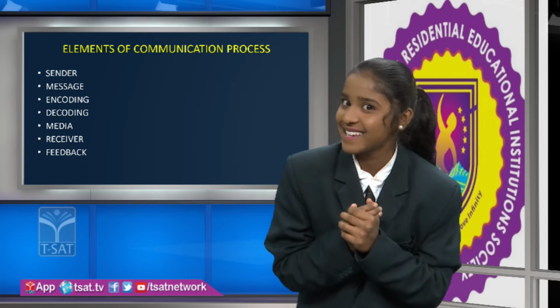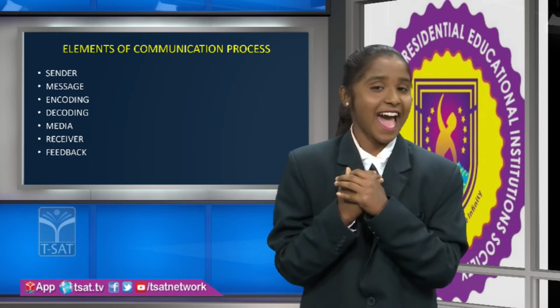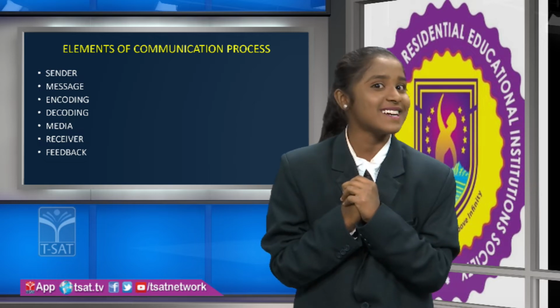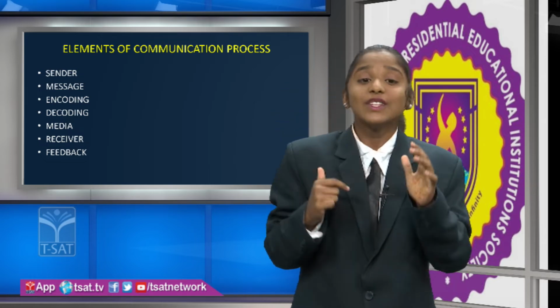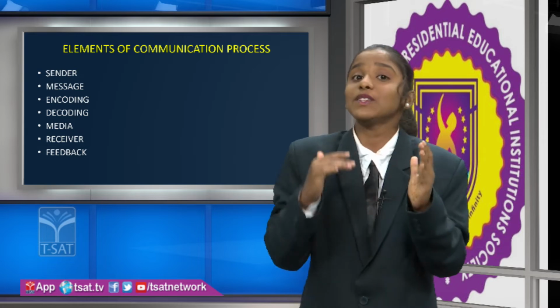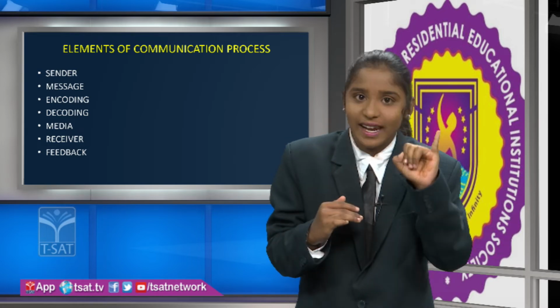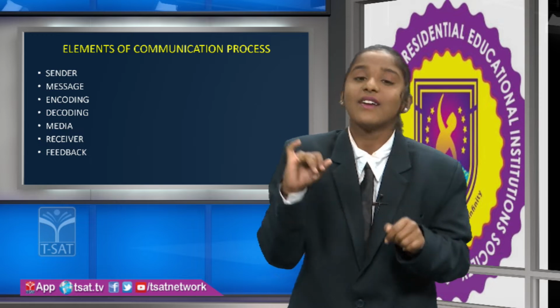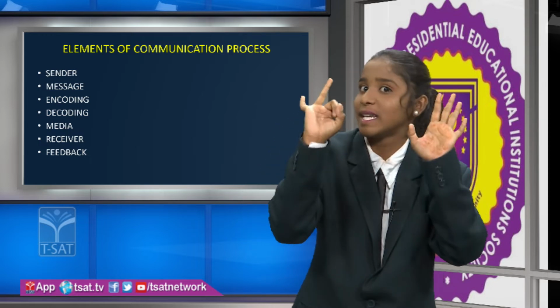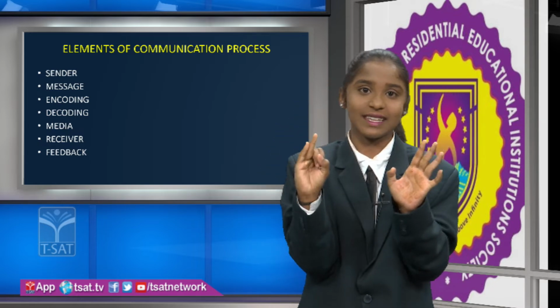So who is the sender here? Yes, I am the sender. Who is the receiver here? You people are the receivers who have listened to my song. So in these elements of communication, there are sender, message, encoding, decoding, media, receiver and feedback. There are seven elements of communication present.